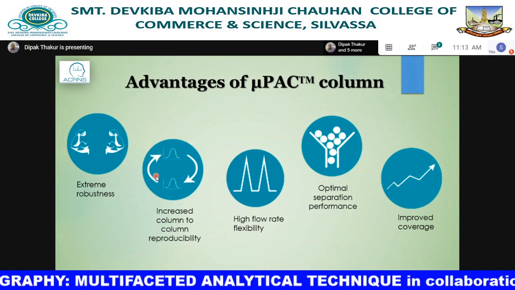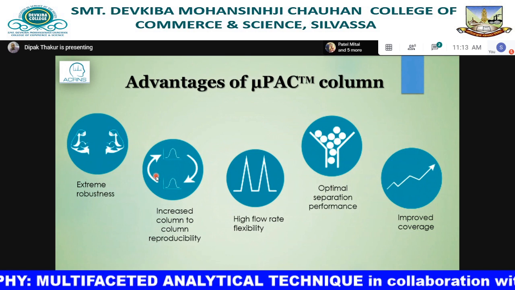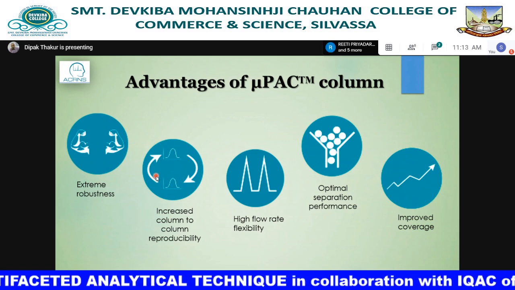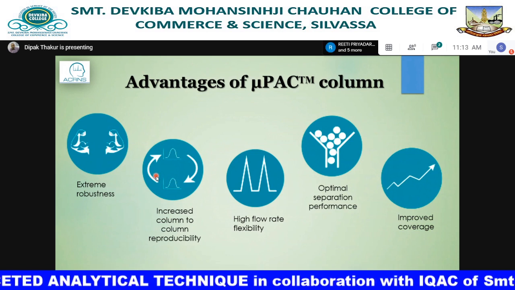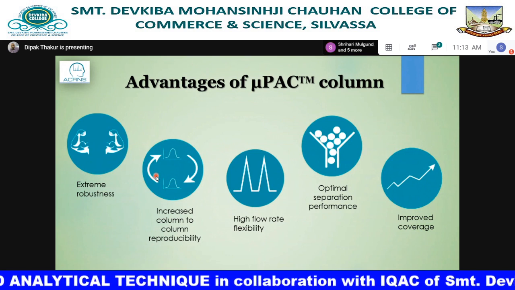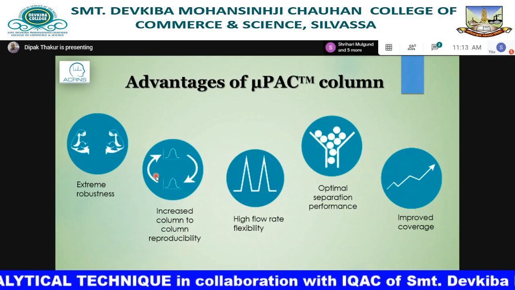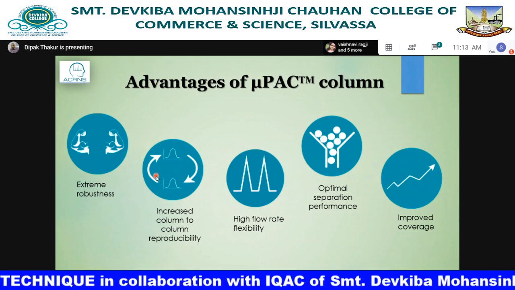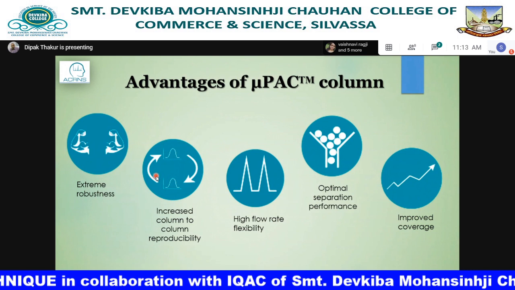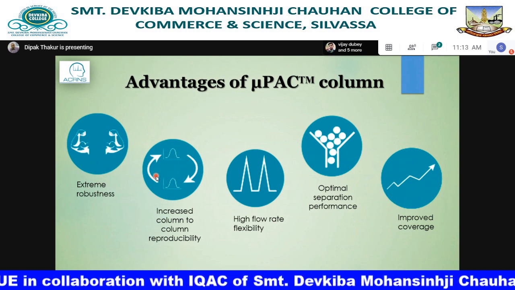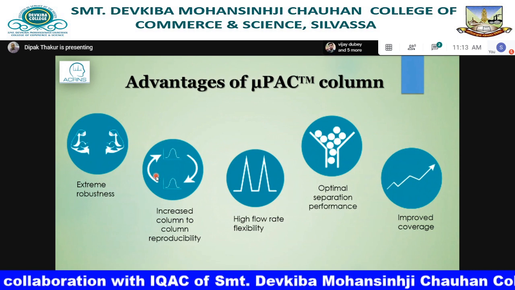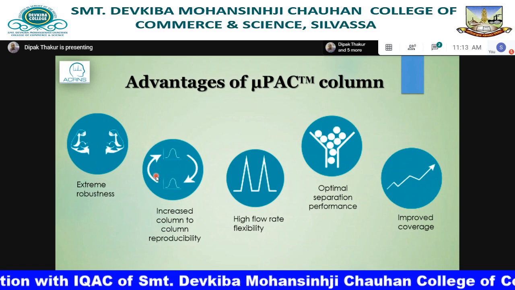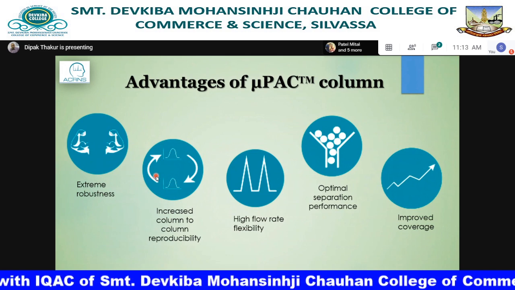Then it provides optimum separation performance, because you can run longer gradients on these columns. You are not only separating many compounds, but you are going deep. In presence of abundant compounds, you are looking at trace amount of compounds. So therefore, what is the benefit? Improved coverage. You are not only covering most abundant components of the sample, but you are covering the low abundant components of the sample.